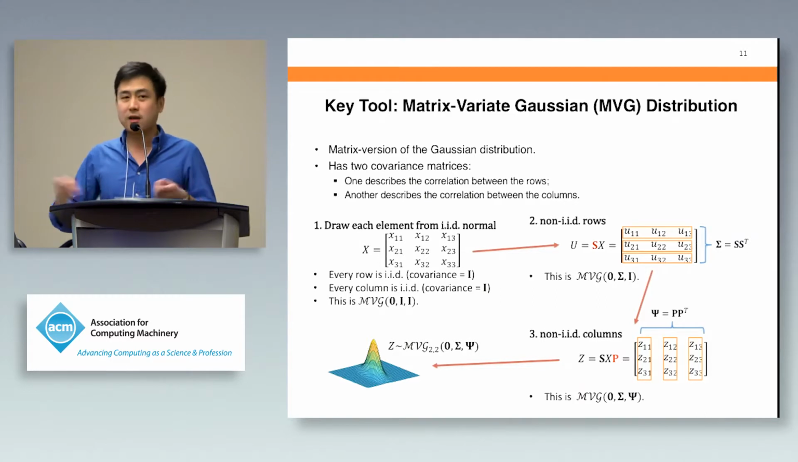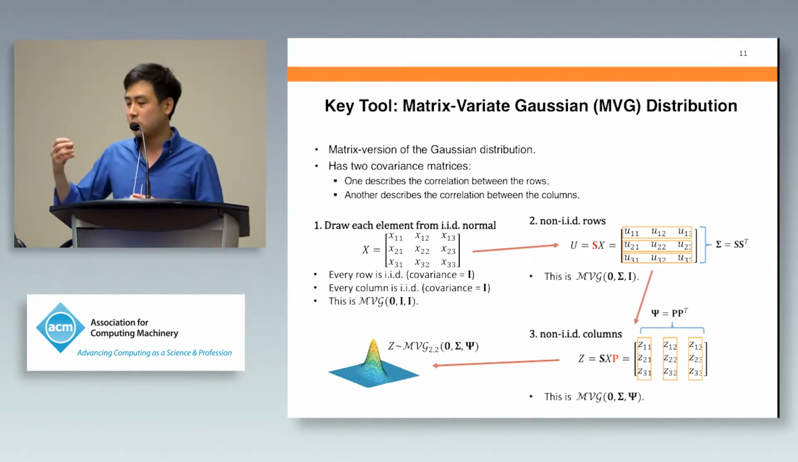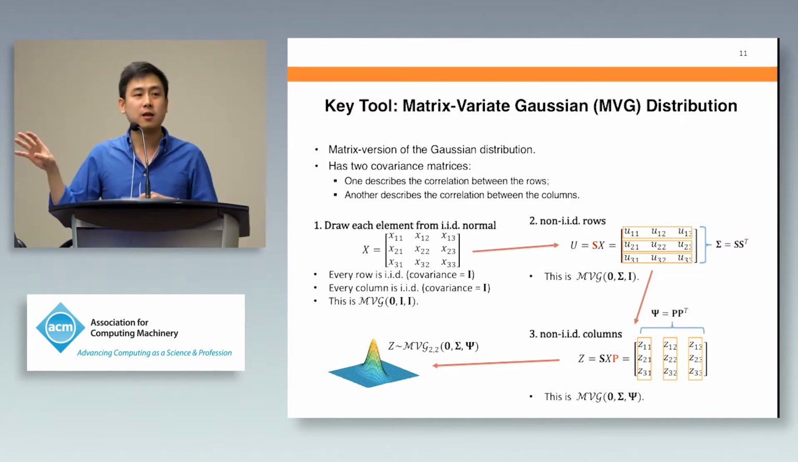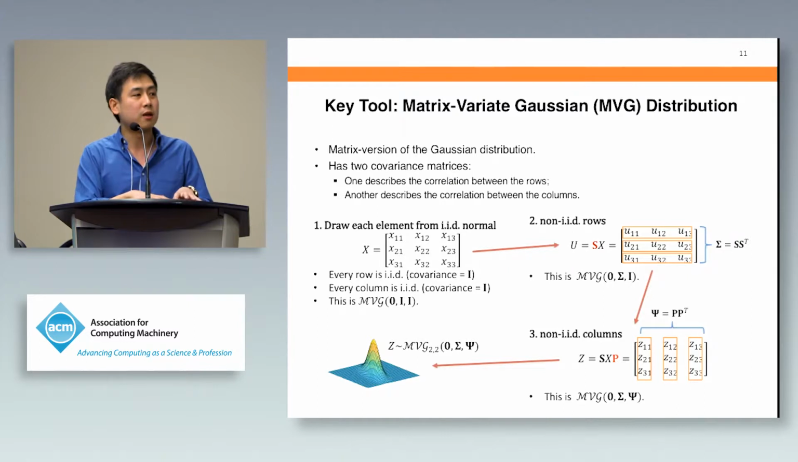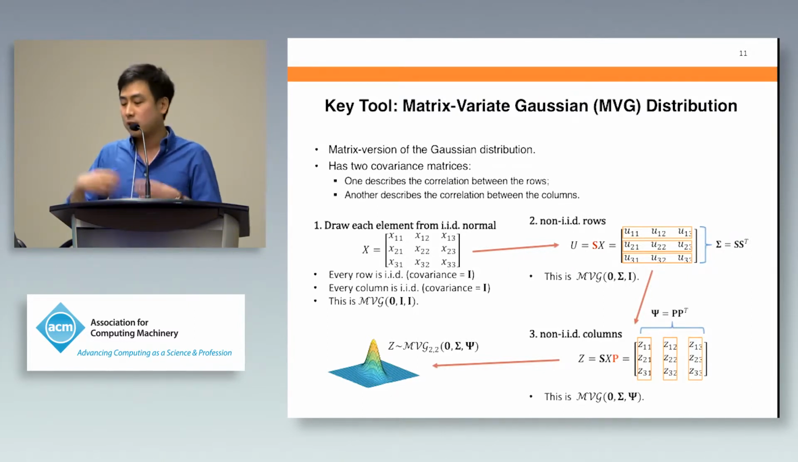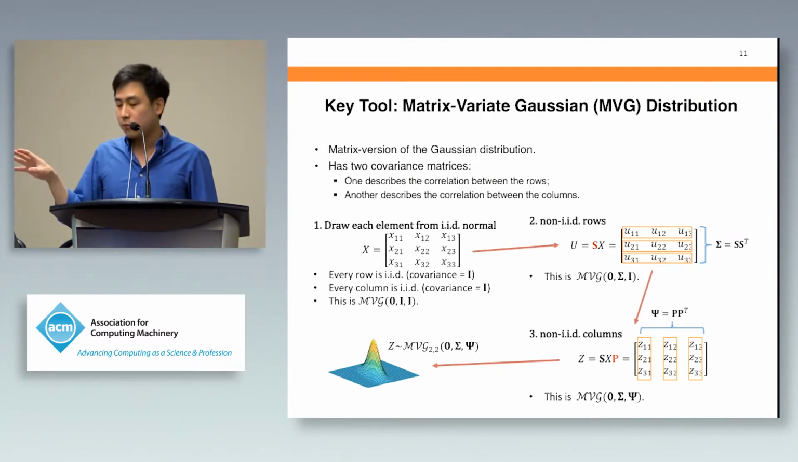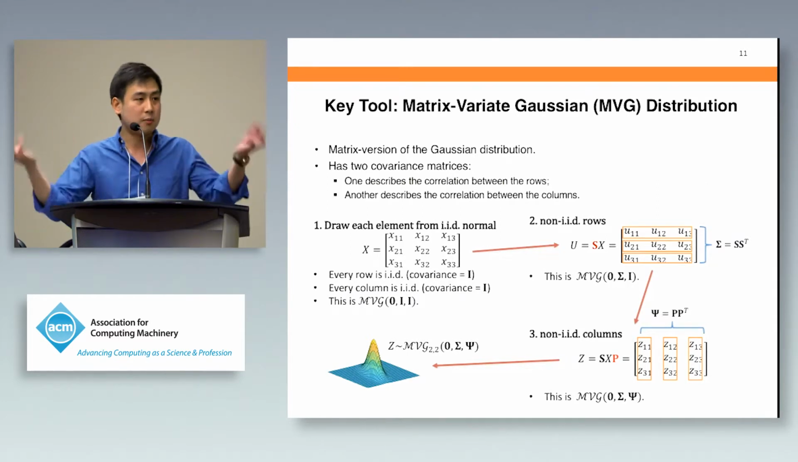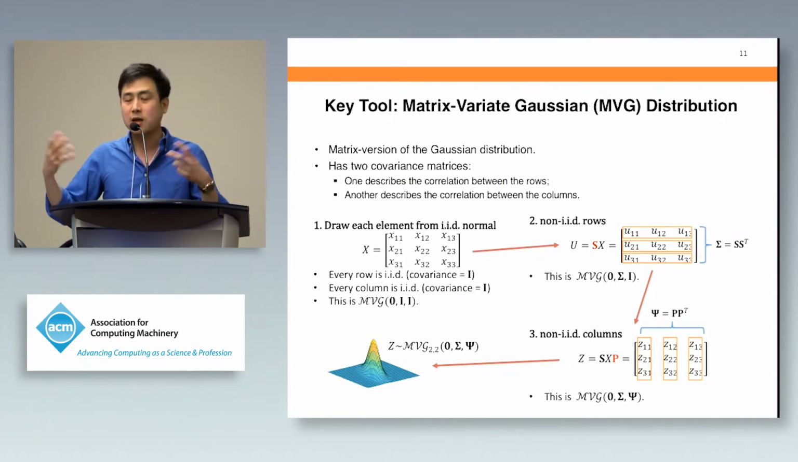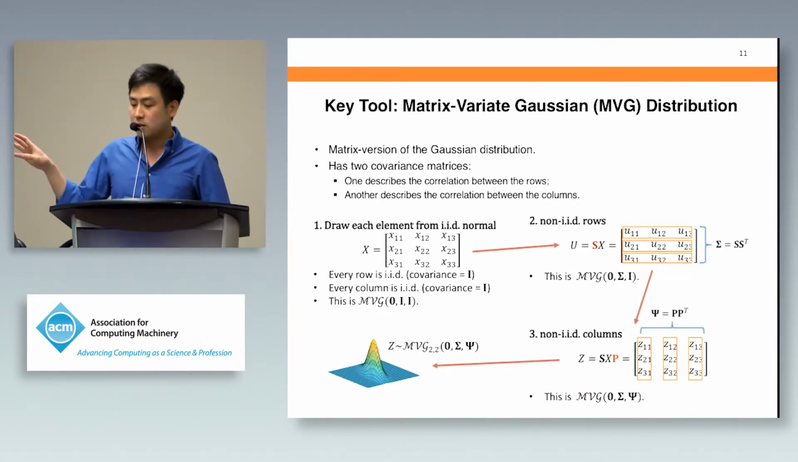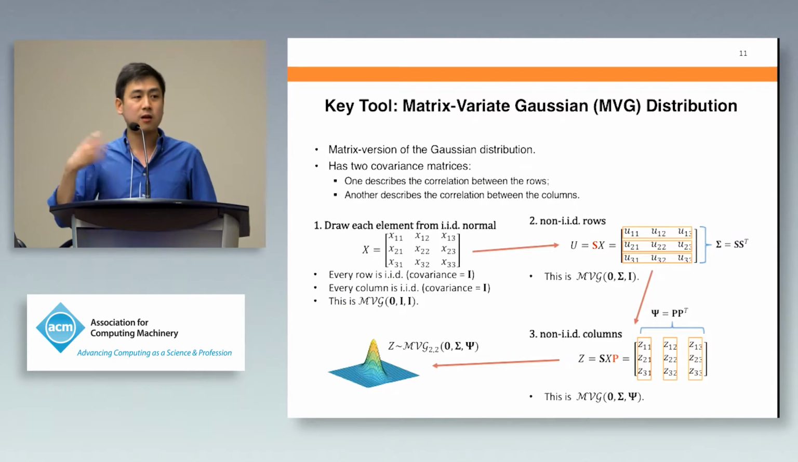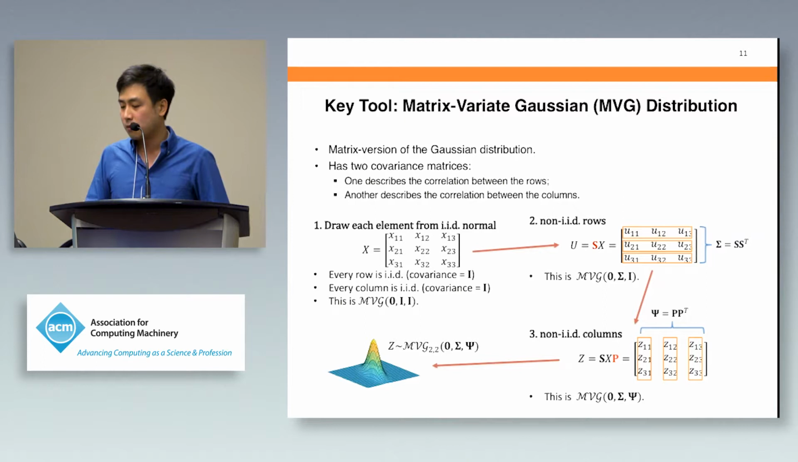Now, what I can do here is throw out the PDF, but it would be really hard to absorb here. So instead I'm going to link the MVG distribution to a distribution we know well, which is just i.i.d. normal. It turns out we can construct the MVG distribution from a linear transformation. I start from the left, number one here, where I draw each element from i.i.d. normal and put them together into a matrix. Here the example is 3x3. Again, it can be any size. With this, by construction, we know that every row is i.i.d. and every column is also i.i.d. And it turns out this is an MVG distribution with zero mean and both covariances equal to the identity, straightforward.